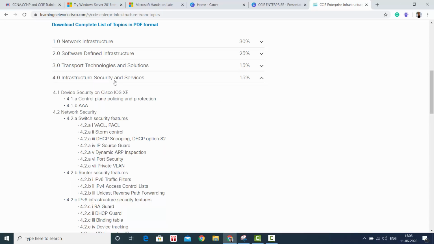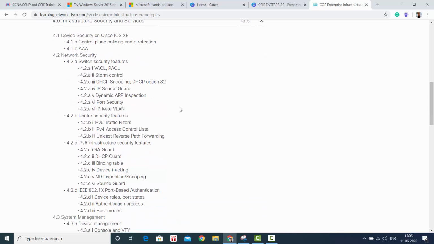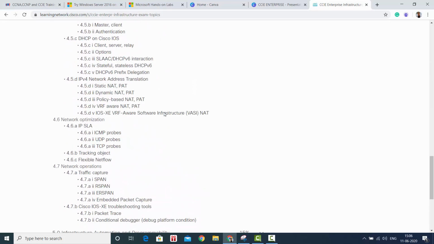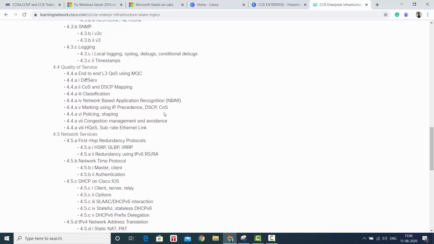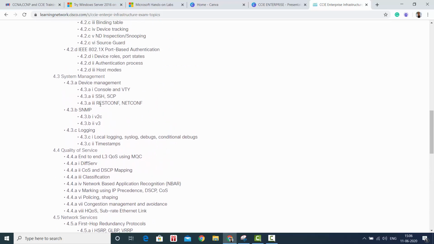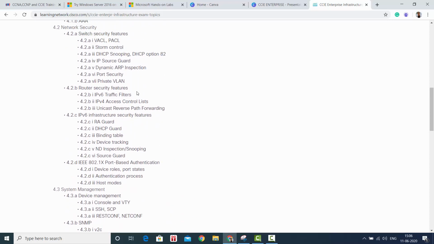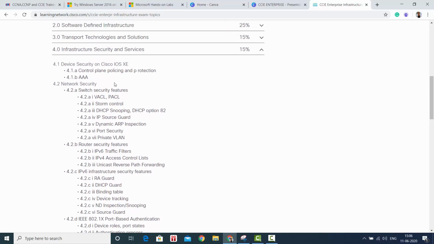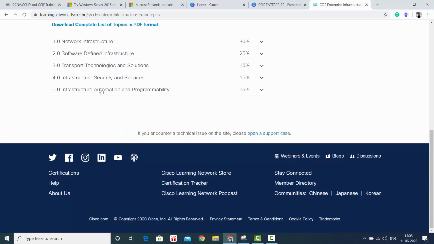Let's see infrastructure security and services, which is again almost the same content. There's absolutely nothing new except small items, like in system management you have RESTCONF and NETCONF for management purposes. Most of the other stuff was there in the previous routing switching version, except that Cisco IOS XE was not there. Now IOS XE is also part of it, with 15 marks for it.